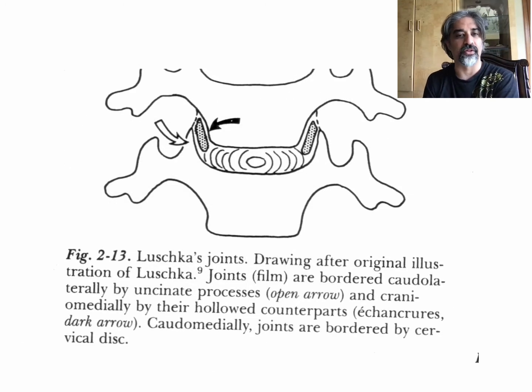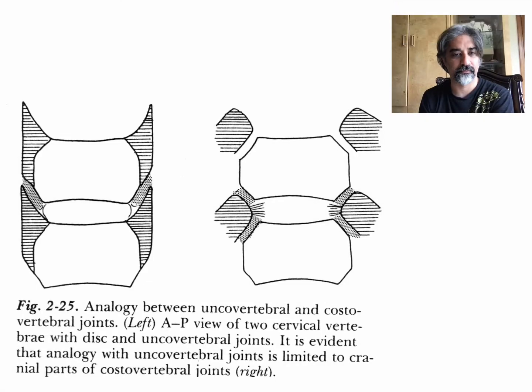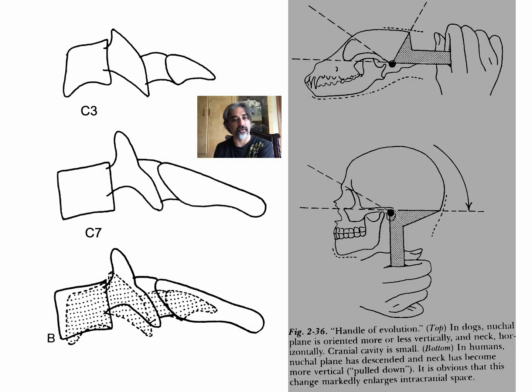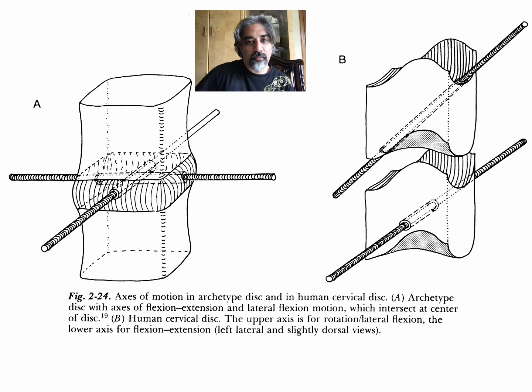Here's another neurosurgical text showing the joint of Luschka. Here they're talking about the analogy between the uncovertebral joint and the costovertebral joints in the thoracic spine. Here's another one from a neurosurgical book talking about biomechanics. Looks like we're moving on to intervertebral disks.